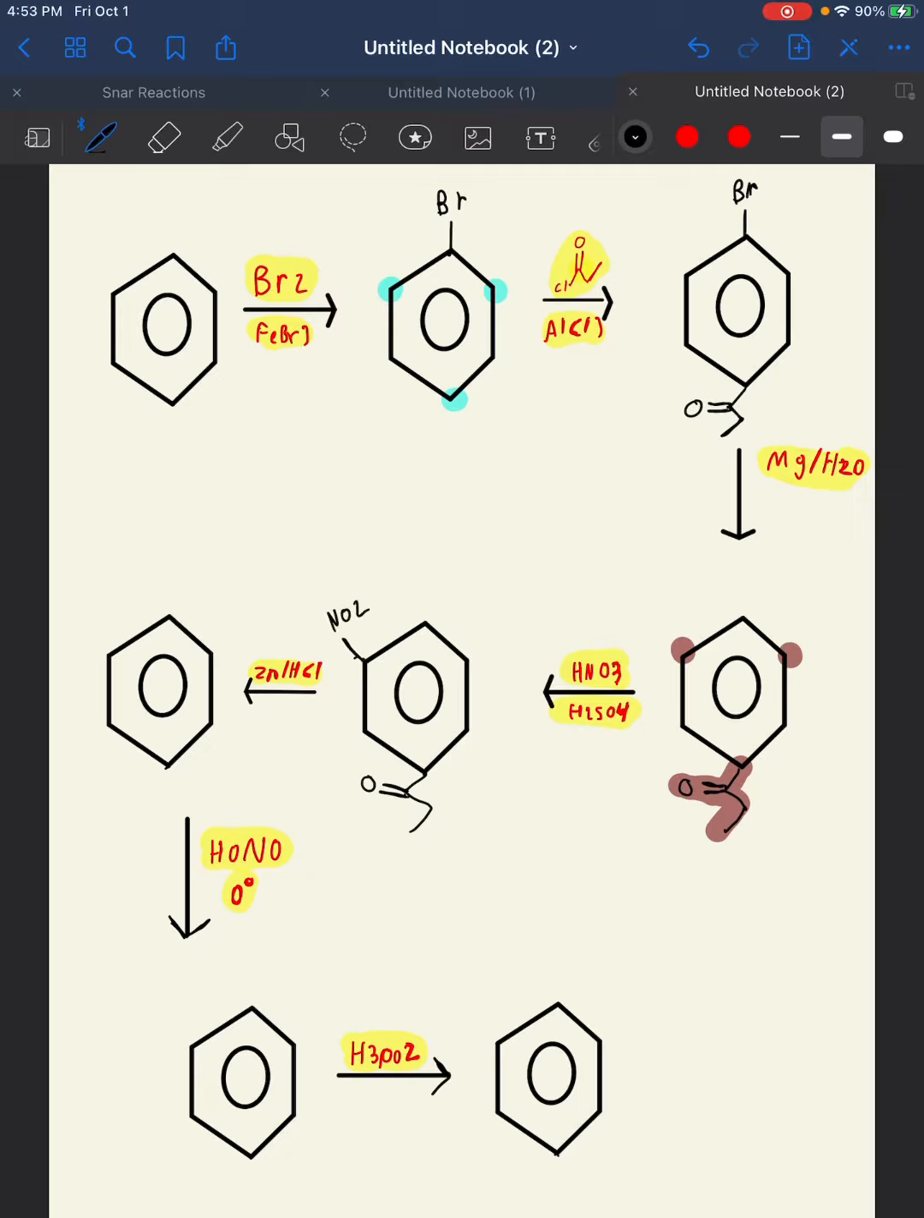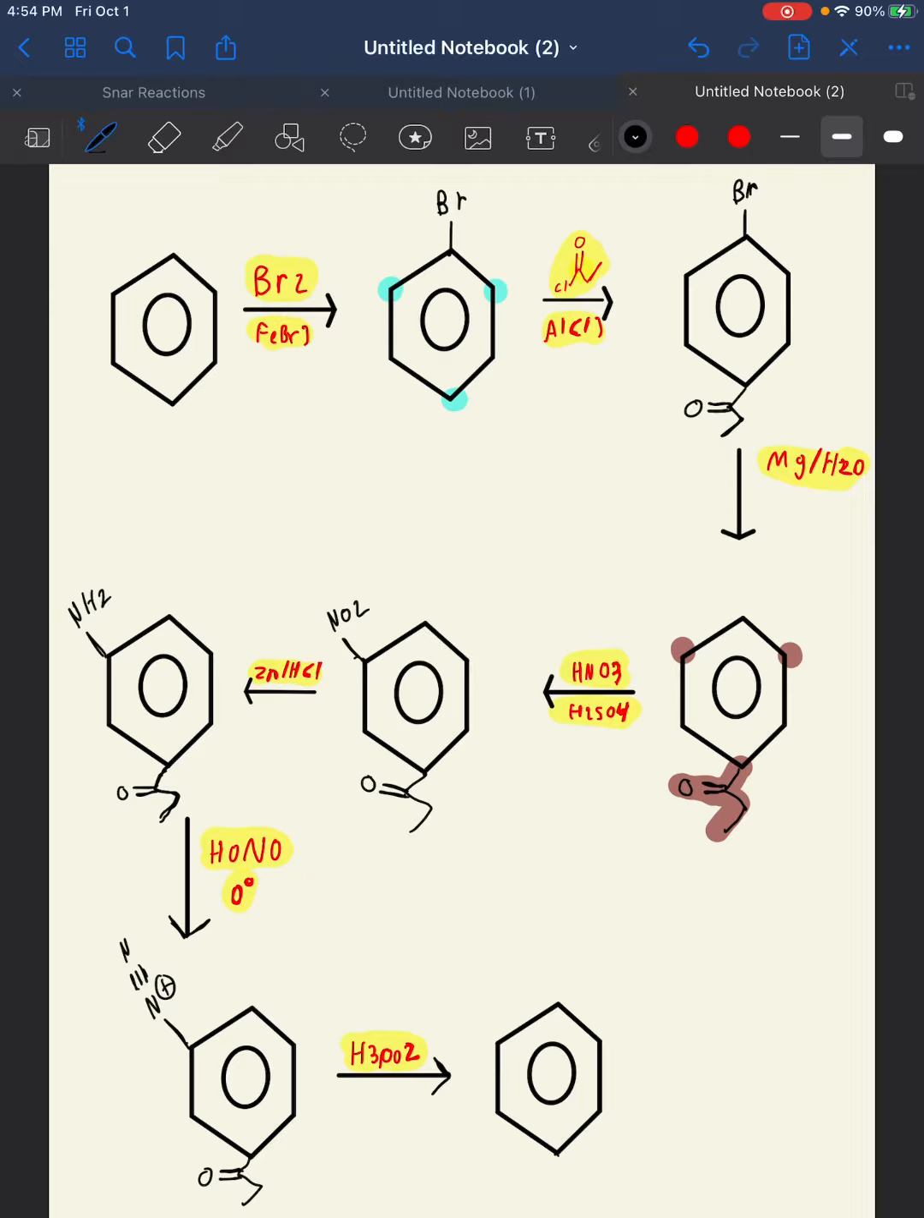Now we're going to do Zn/HCl. Now that just reduces the NO2 into an NH2 group. So you would get something that looks like that. Now if you do HONO, that now turns the NH2 into N, triple bonded to N, positive charge on this N, and this remains constant over here.